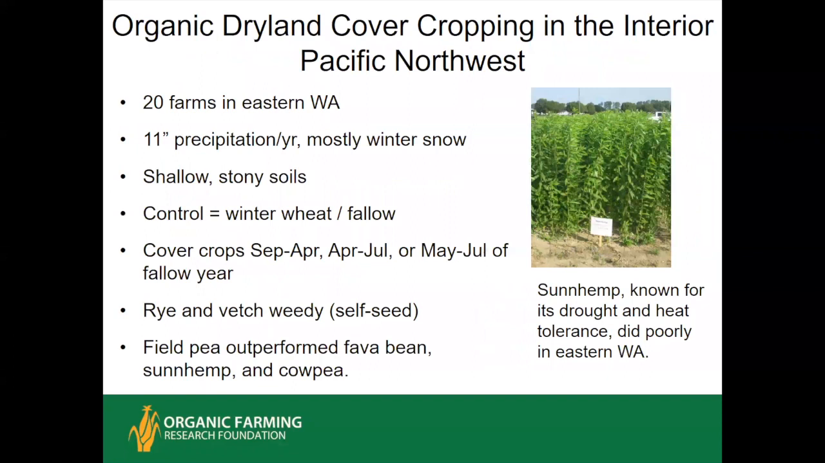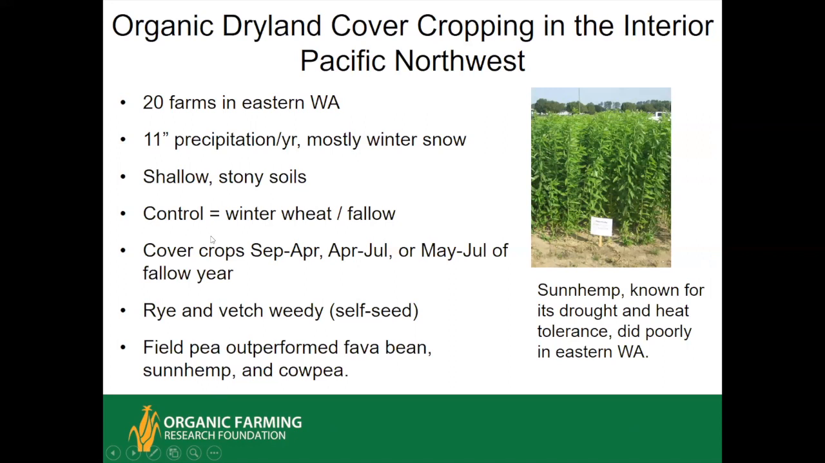Okay, now we'll move over to the Pacific Northwest, interior, northeast Washington. There was a conservation innovation grant project funded through the Okanagan Conservation District area with about 11 inches of precipitation per year, not that dissimilar from Montana, but most of it comes as winter snow. The summers are bone dry. The soils are not as good either as in the northern Great Plains, shallow and stony.